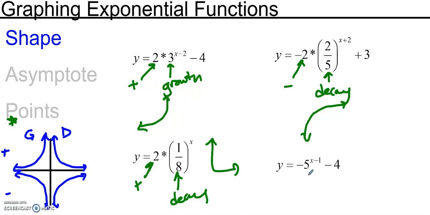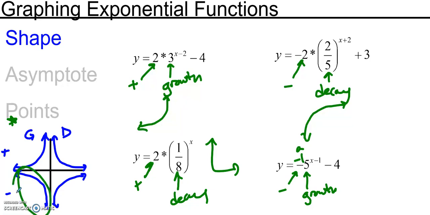Last one here, now that I'm back on track. That 5 is my base. That negative right there is a -1. So 5 is the b, -1 is the a. I see a base that's bigger than 1, so that's growth. And I see a negative leading coefficient, so that means reflected.